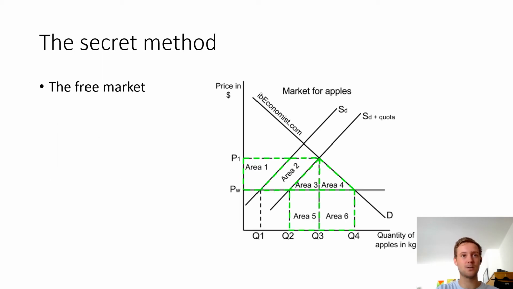So how should you do it? With the free market, and here's a graph. I don't know what it means. Something to do with apples.